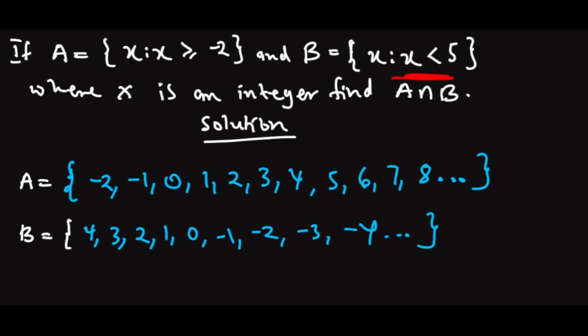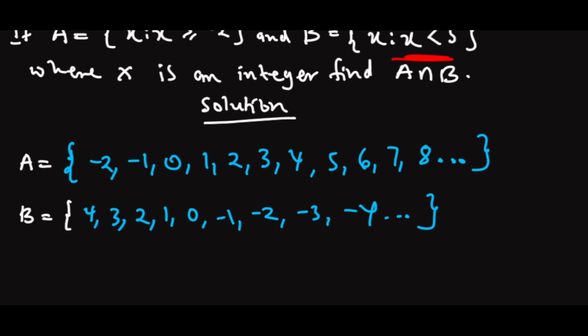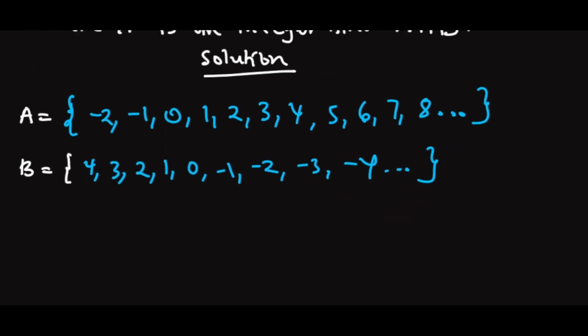So what is A intersection B going to be? We look for the integers that are in A and in B at the same time. So going through the list, you can see that 4 and 4 match.